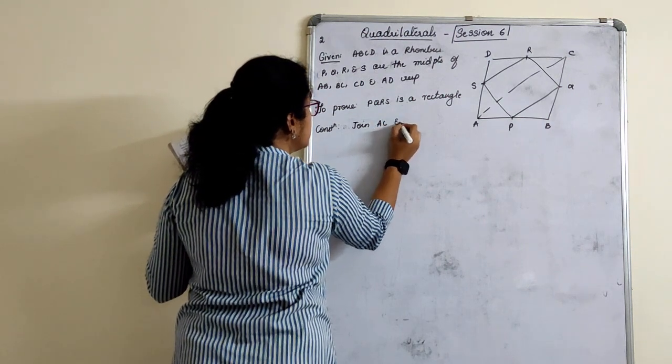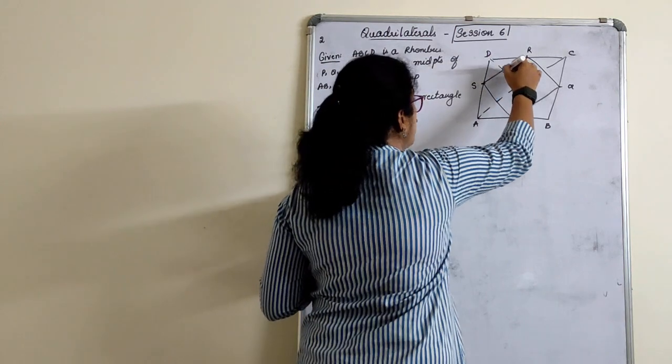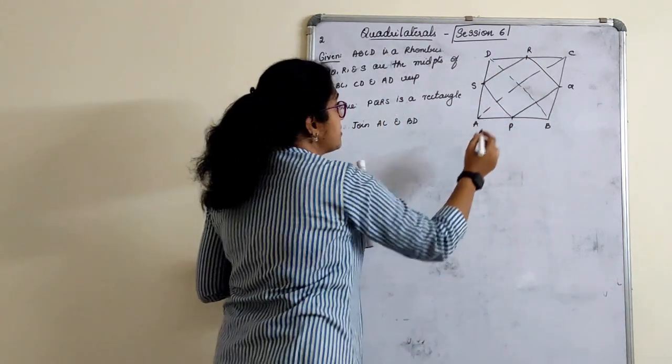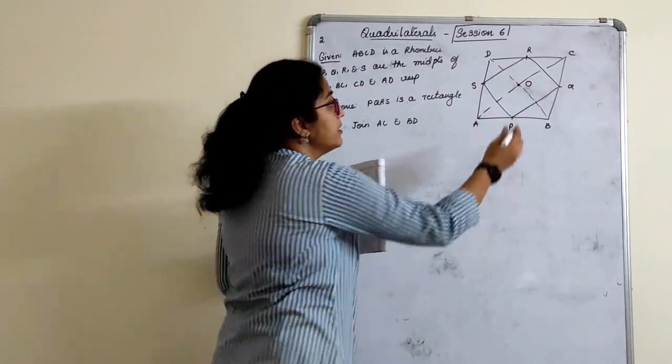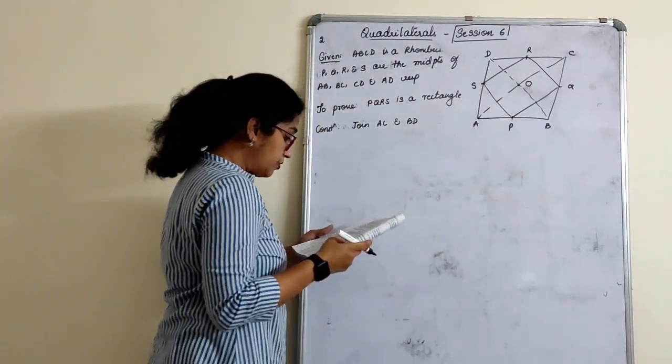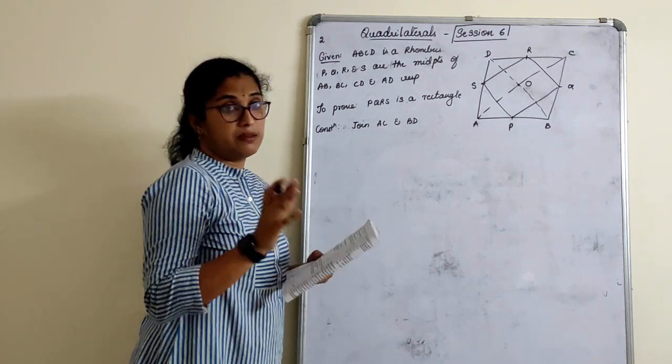Join AC and BD. Both the diagonals we will join here. And this diagonal will intersect at O. Okay? Till here it is very clear. Now, first of all, what we will do here is, we will prove that PQRS is a parallelogram.